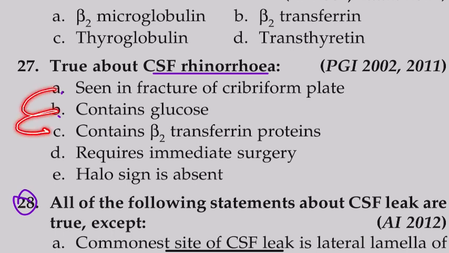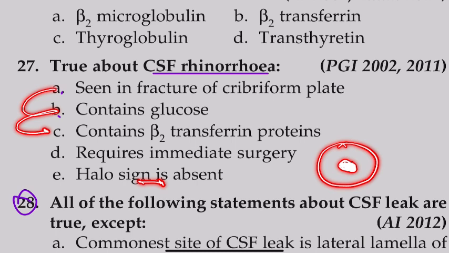Now the halo sign is present, not absent. What is the halo sign? Target sign, double target sign, or double ring sign. CSF when mixed with blood produces a peripheral CSF halo with central blood on filter paper or pillow cover. That is present in the case of CSF rhinorrhea. Along with the halo sign, the handkerchief sign is also present, positive here.